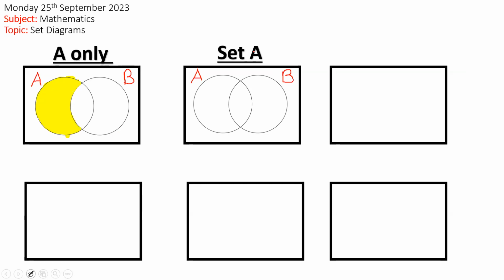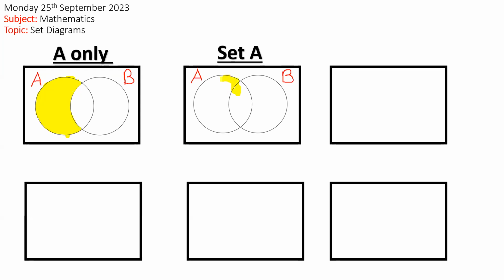All right, next we have set B. Okay, and not set B. Now you have to shade set A. What do you think set A is going to be? How do you think we're going to shade set A? Set A and the middle part. Very good. We're going to say A only and the intersection. Okay, so that's all of this, A only and the intersection.